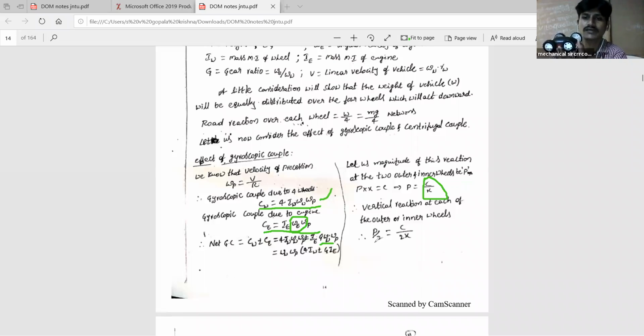So that is very important here. P by 2 equals the reaction force at each wheel, and at each wheel the value is C by 2x, where x means track width. So the reaction force at each wheel is the gyroscopic couple divided by 2 into track width. Do you understand up to here?